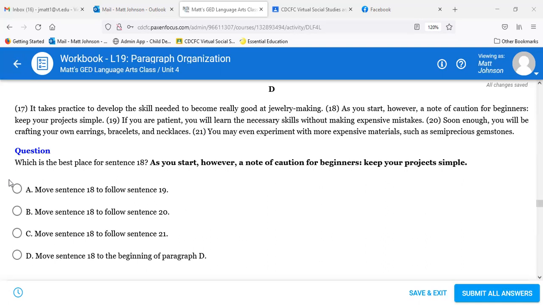D. Move sentence 18 to the beginning of the paragraph. Yeah, so we would start with, as you start, however, a note of caution for beginners: keep your project simple. It takes practice to develop the skill needed to become really good at jewelry making. If you are patient, you will learn the necessary skills without making expensive mistakes, right? So that serves better at the beginning. So D as in dog for 7.